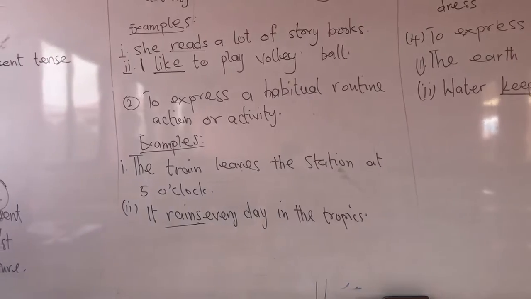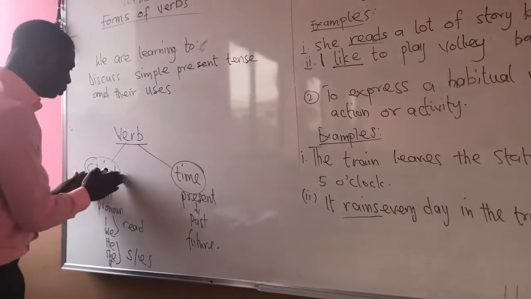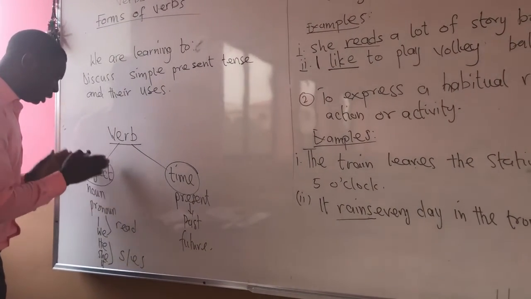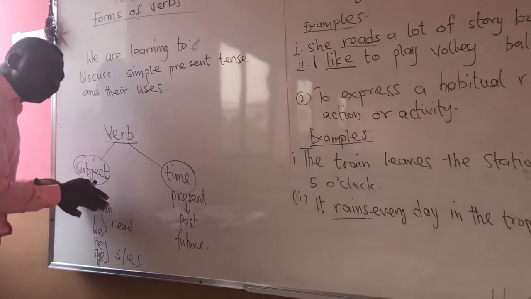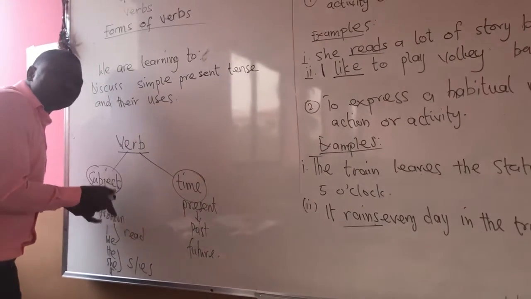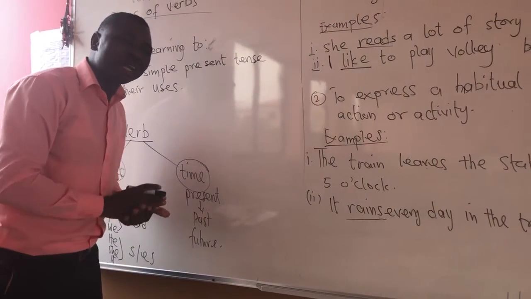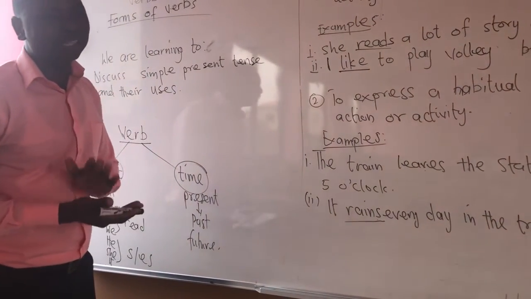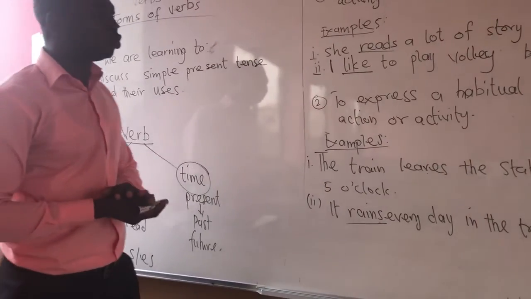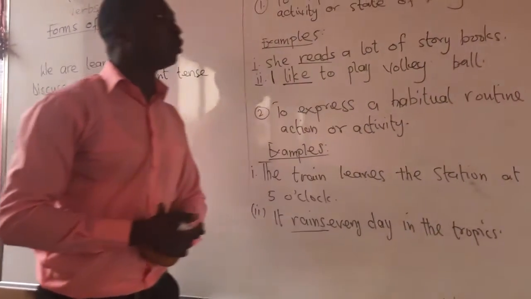So we have these main verbs. That's the time and then the subject. The two main qualities are the subject and the time. So you have to know the subjects you are using. When you are using a plural subject, you don't add s. When you are using a singular subject, we add s.